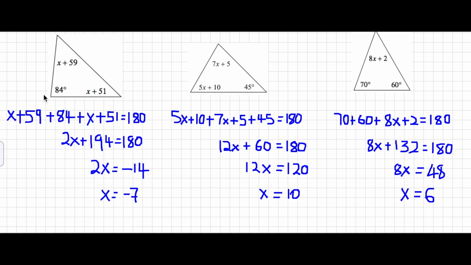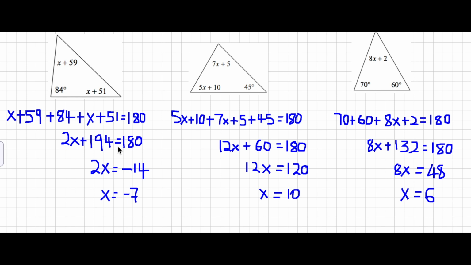So the first thing is to notice that you need to add all the three angles and set them equal to 180 degrees. So x plus 59 plus 84 degrees plus x plus 51 equals 180 degrees. And then you just need to add the like terms. Because there are two x's, you can add x plus x to get 2x. And then you can add 59, 84, and 51 to get 194.